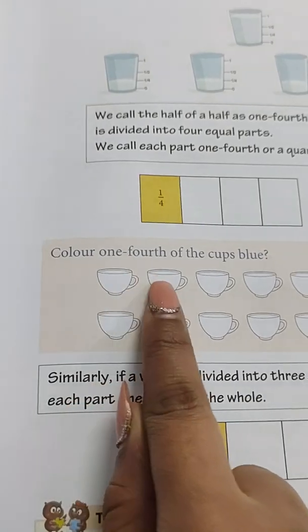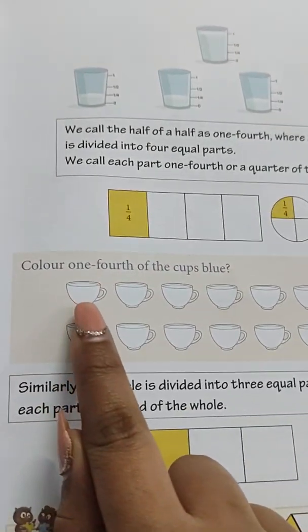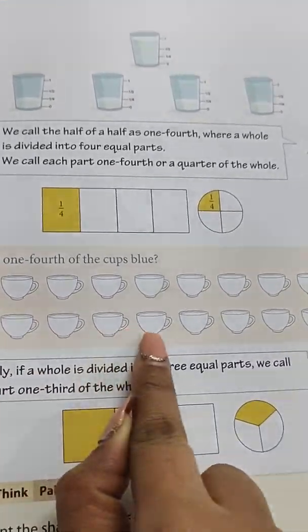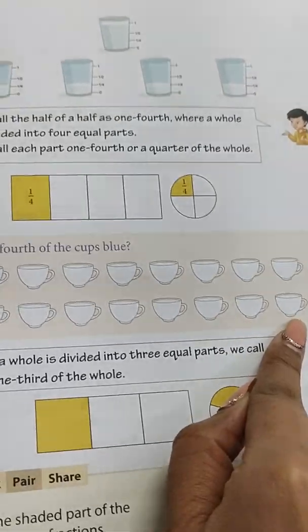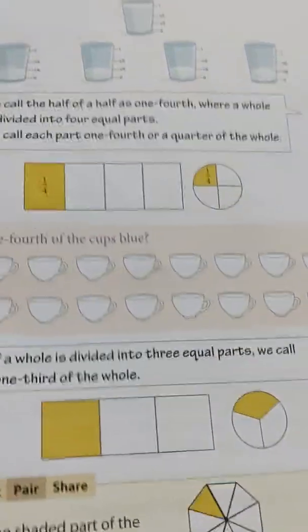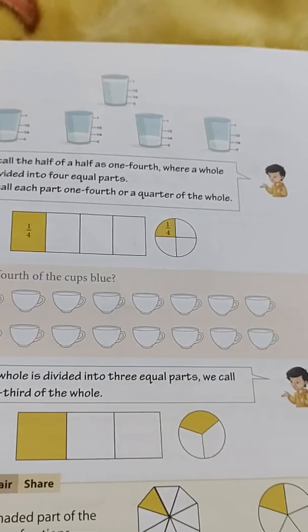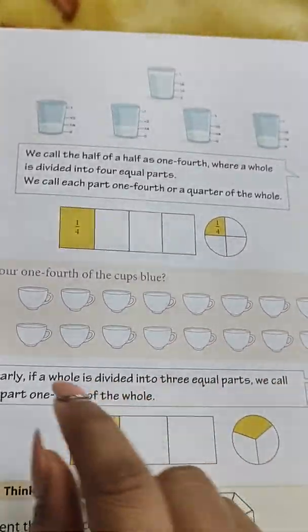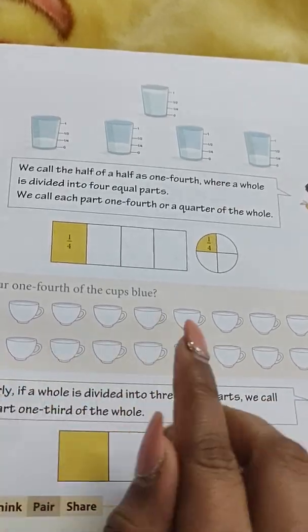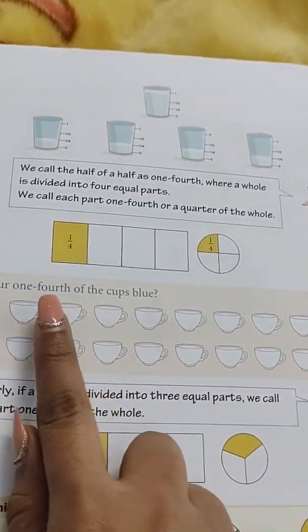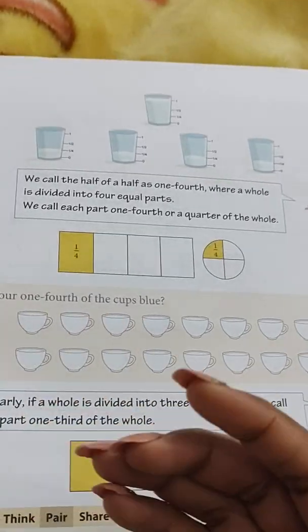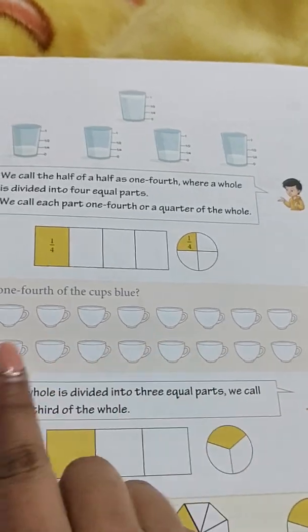Now we have to color 1/4 of the cups blue. Here 1 2 3 4 5 6 7 8 9 10 11 12 13 14 15 16. There are 16 total cups, and 1/4 of these cups should be colored blue. How will you divide it into 4 equal parts? What you can do is divide 16 by 4. Means 16 comes in the table of 4 at which number? 16 comes in the table of 4 at 4.